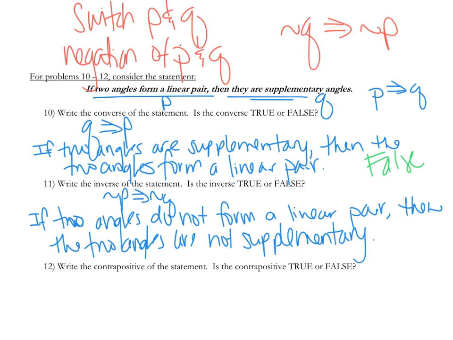Okay, again, we need to decide, is this true or false? So if two angles do not form a linear pair, then the two angles are not supplementary. That's not true. You can have two angles that do not form a linear pair, but are still supplementary. If you go back, actually on the previous page, when we provided a counterexample, I showed you one. They were not a linear pair, but they were still supplementary.